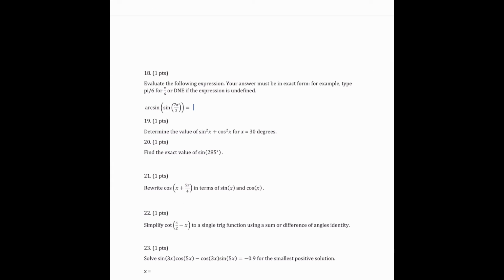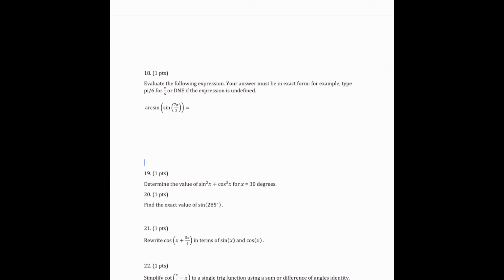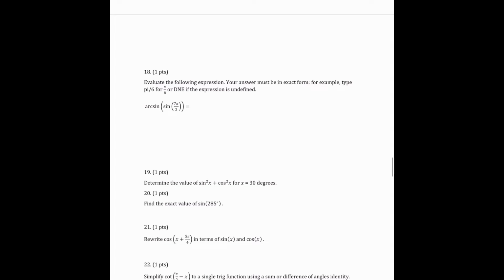Question number 18, similar to the previous question, but a little bit different. Again, remember that the range for inverse sine is between negative pi over 2 and pi over 2. So we need to find inverse sine of sine 7 pi over 2. 7 pi over 2 is basically, here is pi over 2, 2 pi over 2, 3 pi over 2, 4 pi over 2, 5 pi over 2, 6 pi over 2, 7 pi over 2. So this is 7 pi over 2 right here.